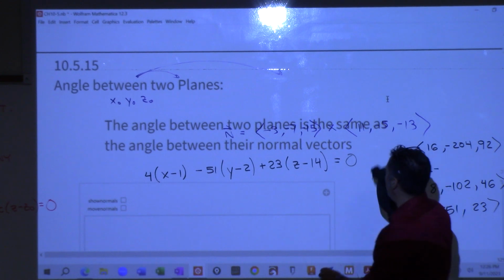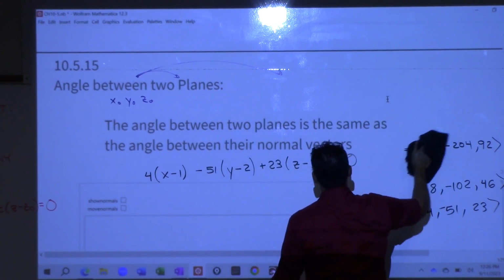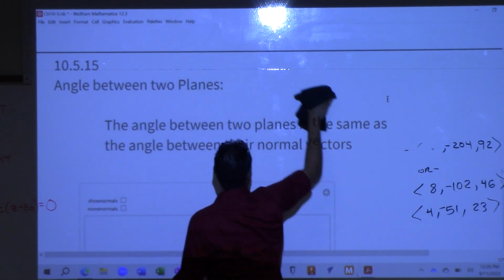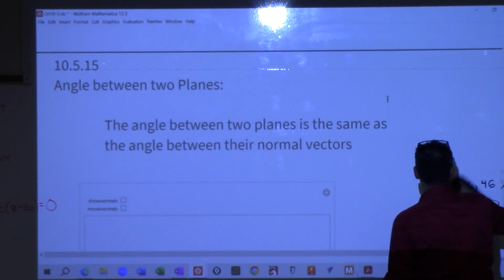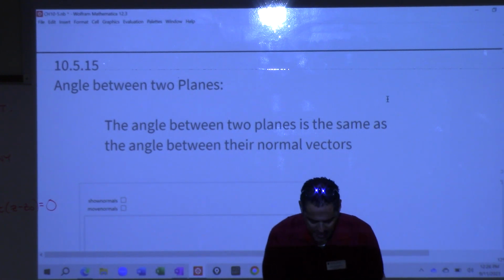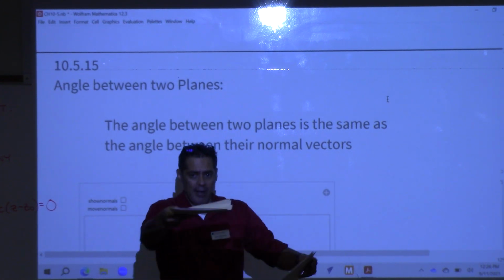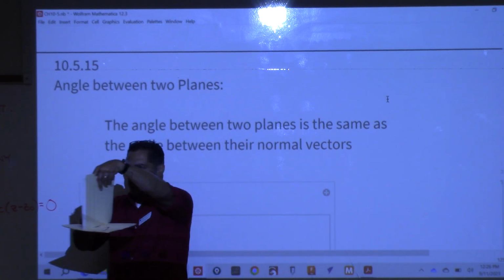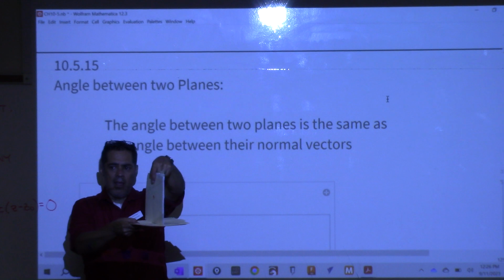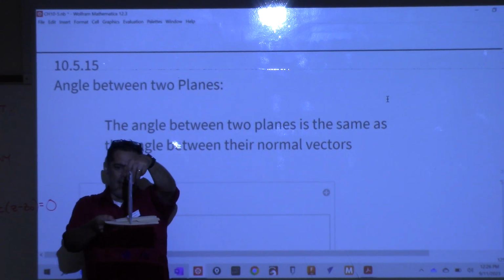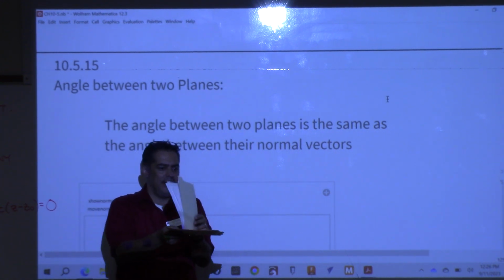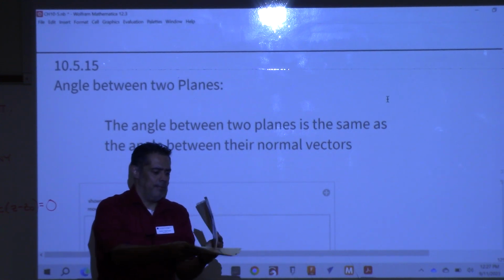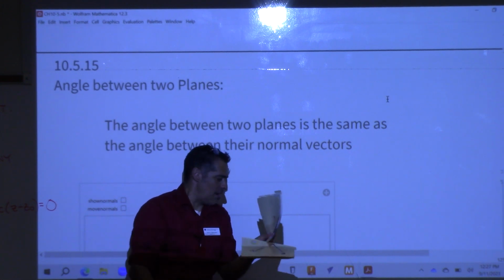So let's say that we have two separate, distinct planes, and we want to find the angle between them. I'll take a simple case. Let's say we have this plane, flat, and we have this plane right here, like this. What's the angle between them? 90 degrees, right? They're orthogonal. And the way you can see that is by comparing their normals.